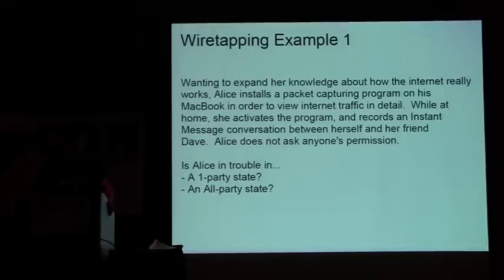This goes back to your question about telephone. Is Alice in trouble? It depends. In a one-party state, she is not in trouble. Although she hasn't asked anyone's permission, she has permission from herself to record her own conversation, unless there's some movie-style split personality shenanigans going on here. She gave herself permission to record, so in a one-party state, this is fine. But in an all-party state like Michigan, there might be a problem, because she does not have all parties' permission to record or examine the conversation.